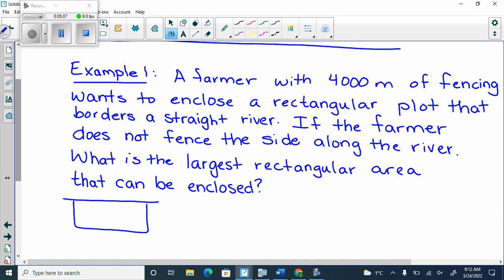Length plus width plus length, or 2 lengths plus 2 widths, correct? However, this is a river, and we would like to let the cows drink some of it. That's flowing water. Visualize.